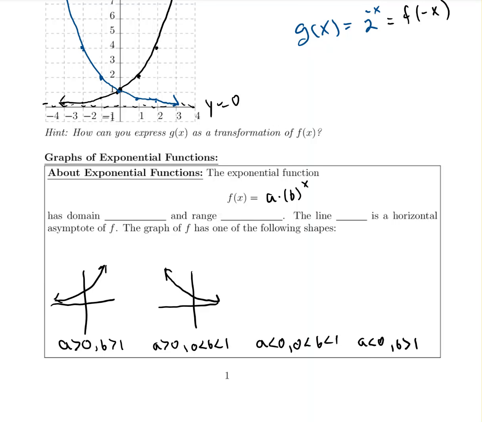In the case where we make a negative, if you think back to transformations of functions, a being negative means you're adding an additional reflection over the x-axis.